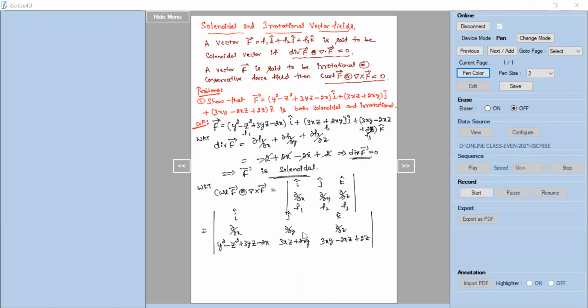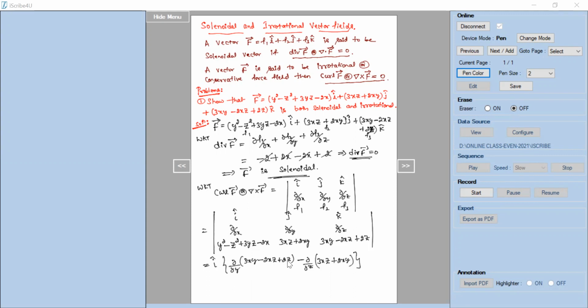Let us expand. So this is equal to i cap into, leave this column, leave this row. It is the cross product of these two: dou by dou y of this minus dou by dou z of this. So it is dou by dou y of 3xy minus 2xz plus 2z, minus dou by dou z of 3xz plus 2xy.